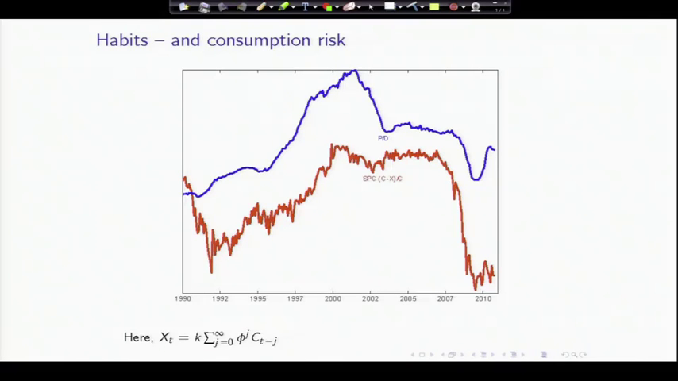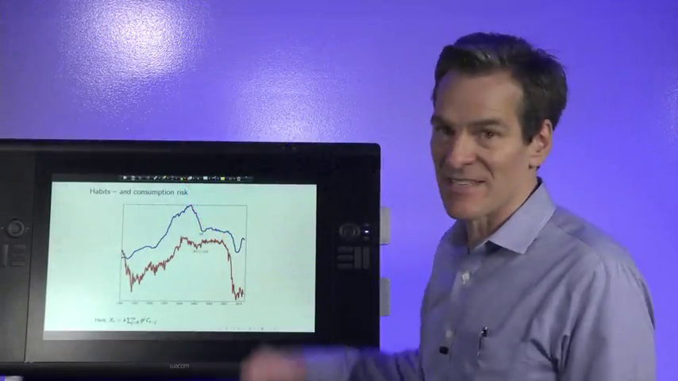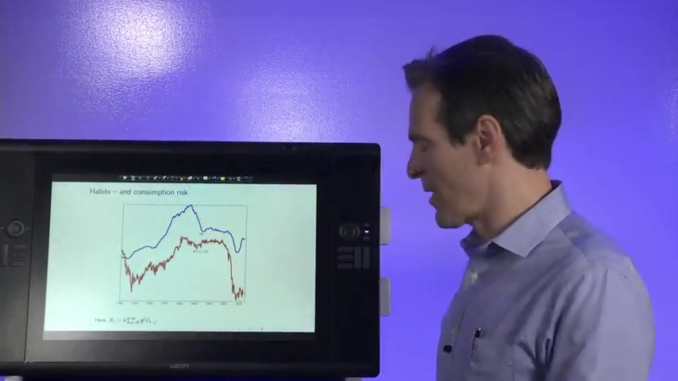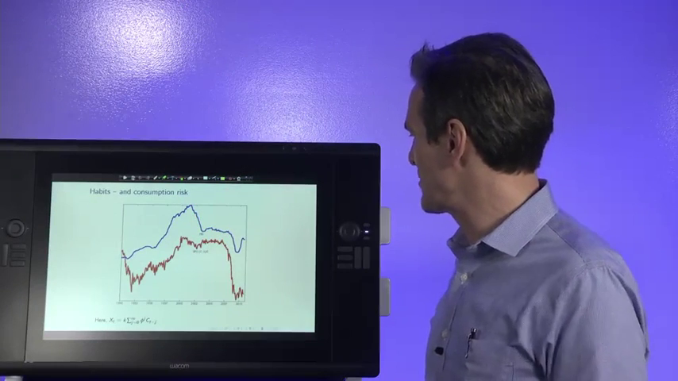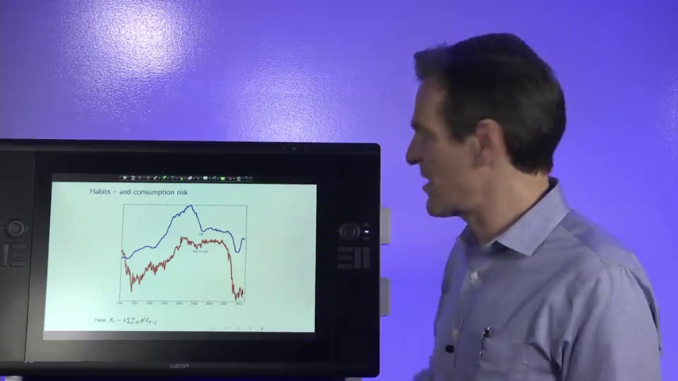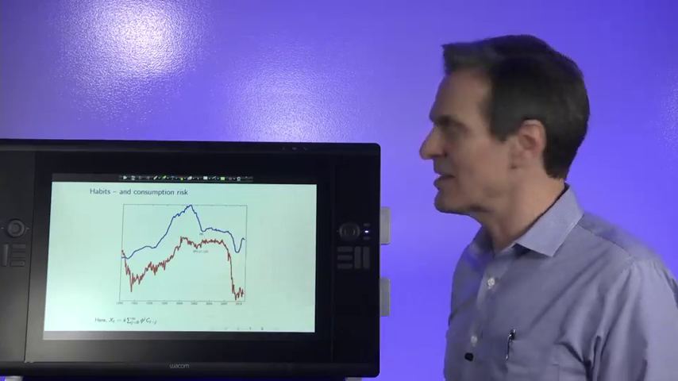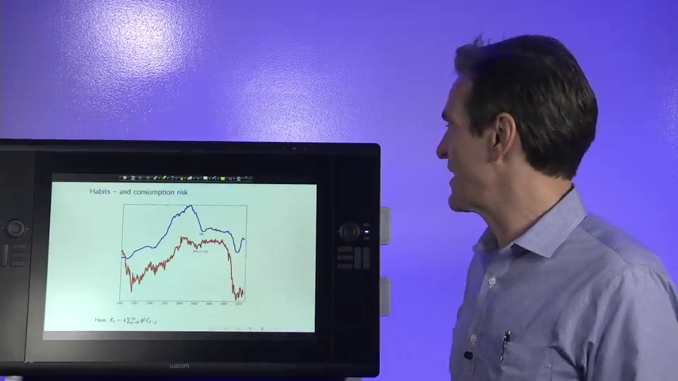As we go into the boom, price dividend ratios rise, people reach for yield. Well, consumption is rising relative to habits or whatever else is what habits really are. In the financial crisis, consumption falls like a stone. The price dividend ratio falls like a stone. Expected returns rise. At least at the general level of these graphs, it's providing a nice account of the data.